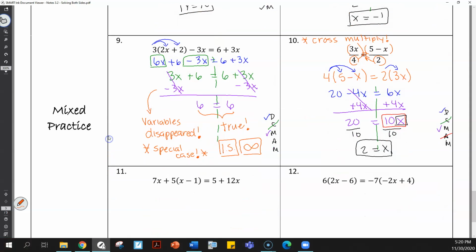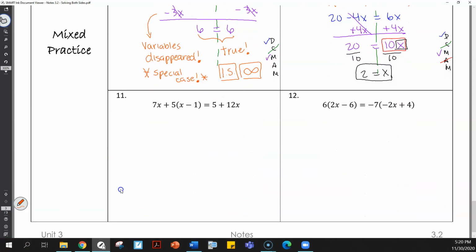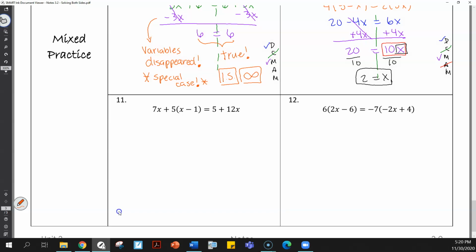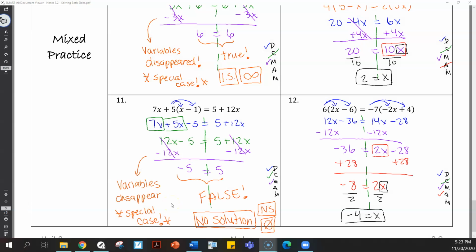All right, now that you're all warmed up, let's do the last two, number 11 and number 12. Show your work on your paper. Come check your answers against mine. All right, finally for number 11 and 12, be careful with number 11. Make sure you're watching your signs.